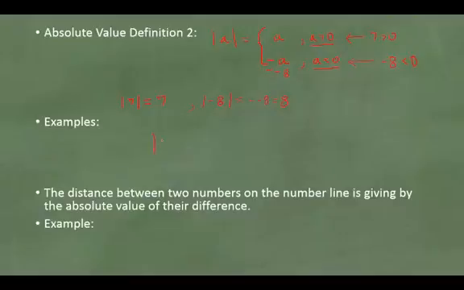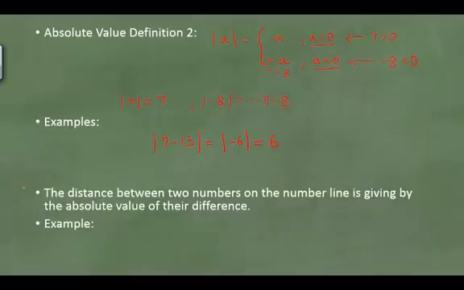What about the absolute value of 7 minus 13? 7 minus 13 is negative 6. So this is just the absolute value of negative 6. And again, the absolute value of negative 6 is just positive 6.